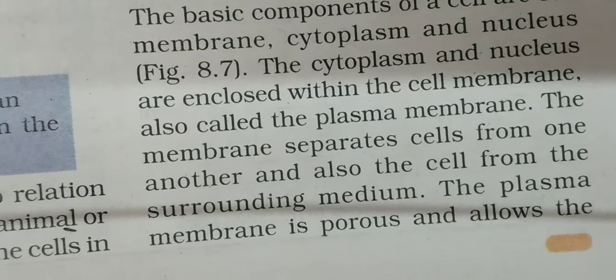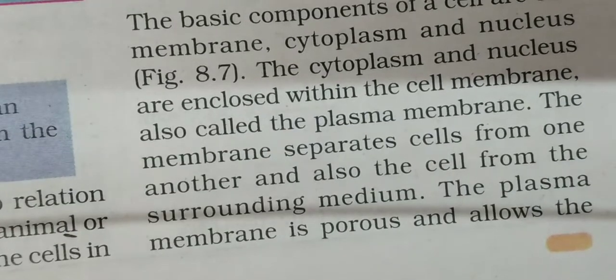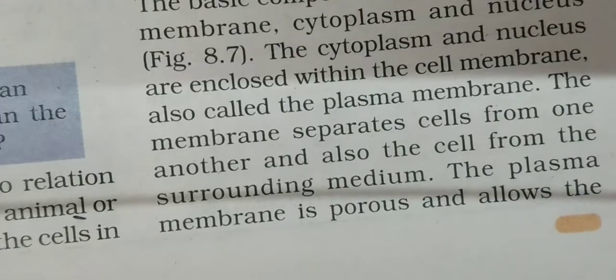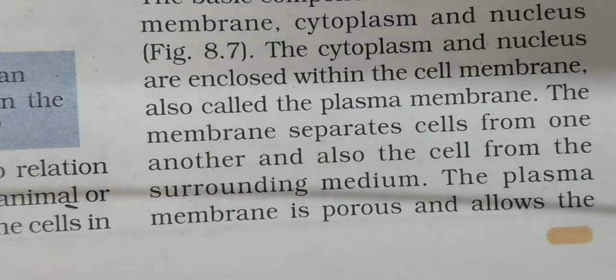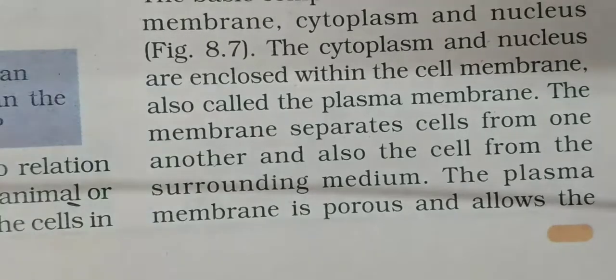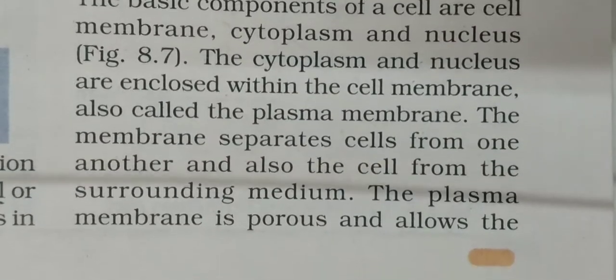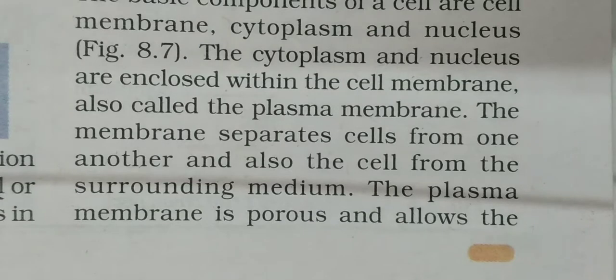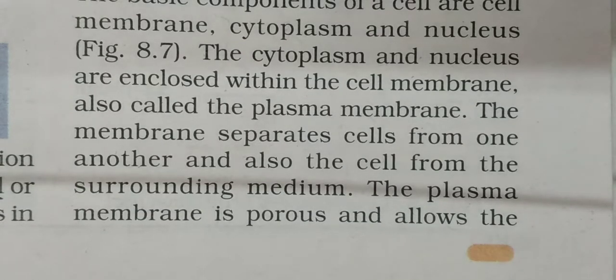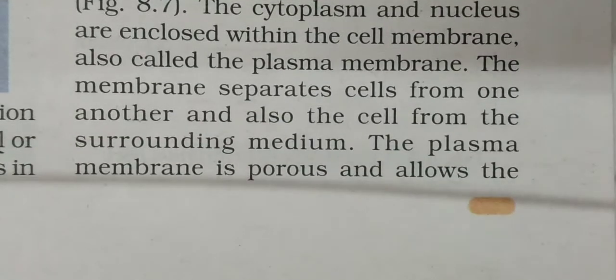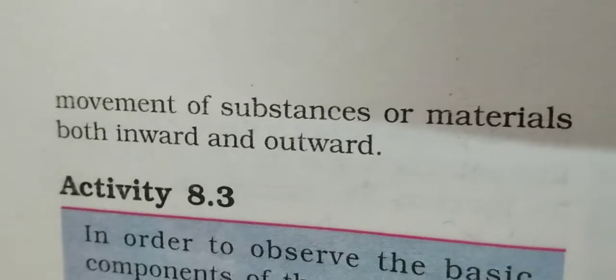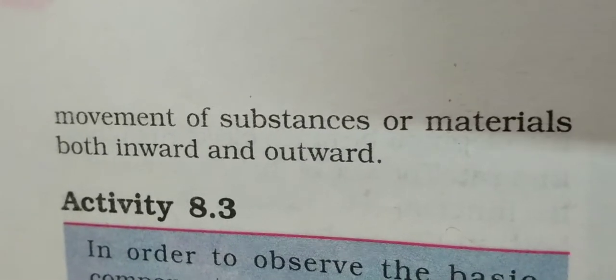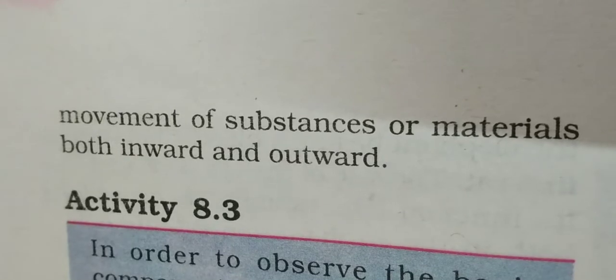It separates one cell from another, and also the cell from the surrounding medium. It is just a border or a layer which keeps the other cell organelles away from the surroundings of that particular cell. The plasma membrane is porous and allows movement of substances or materials both inward and outward.